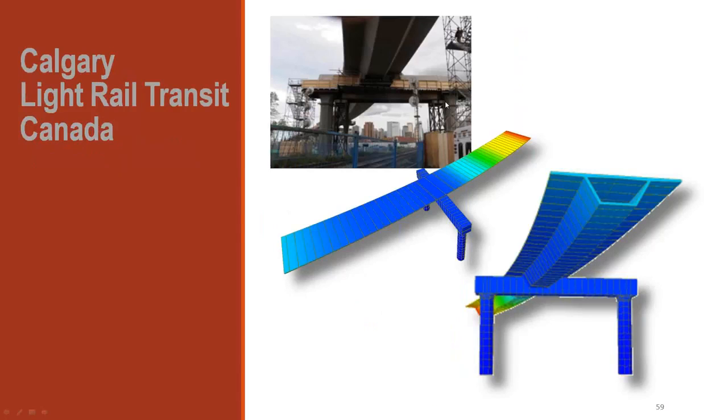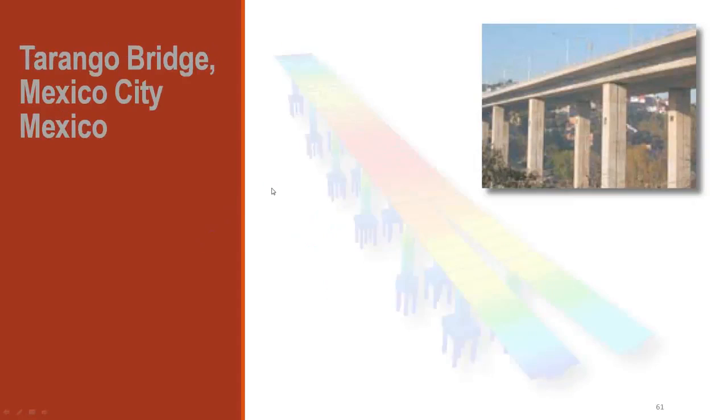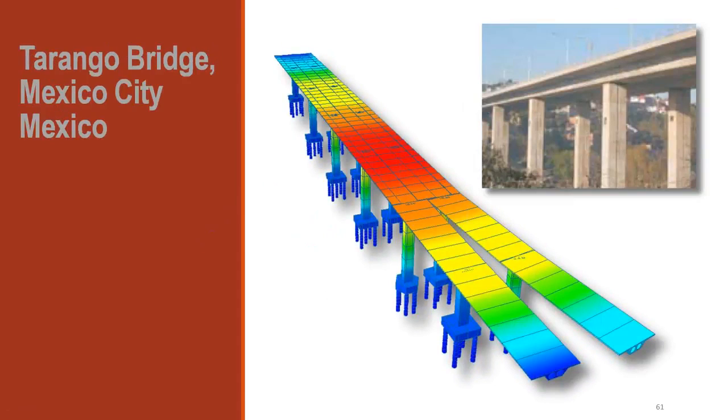And a few of the international projects. You can see this is the light rail transit in Canada, with a PSC box section. Also a viaduct bridge in Italy done by Midas Civil. Also the Tarango bridge in Mexico City, Mexico. You can see that there is an intersection also that has been simulated in the Tarango bridge.